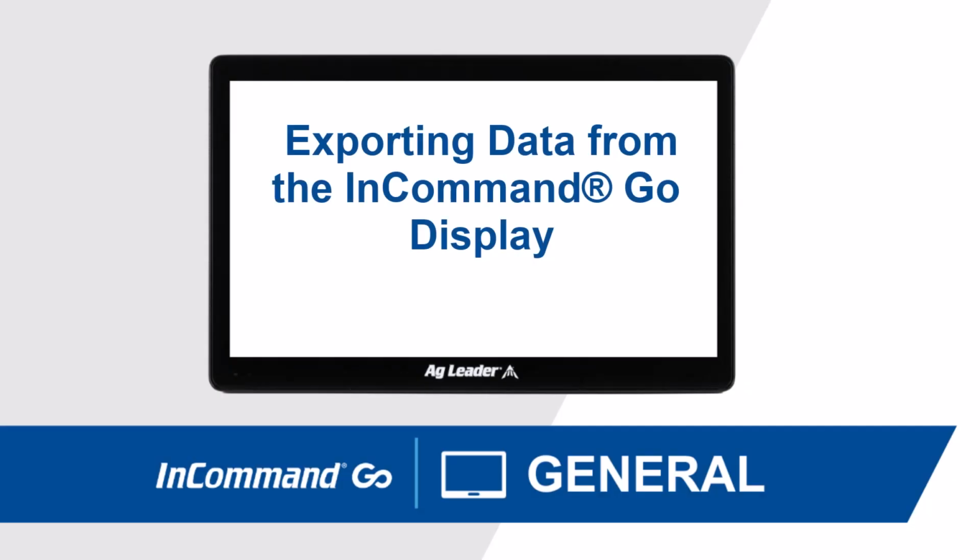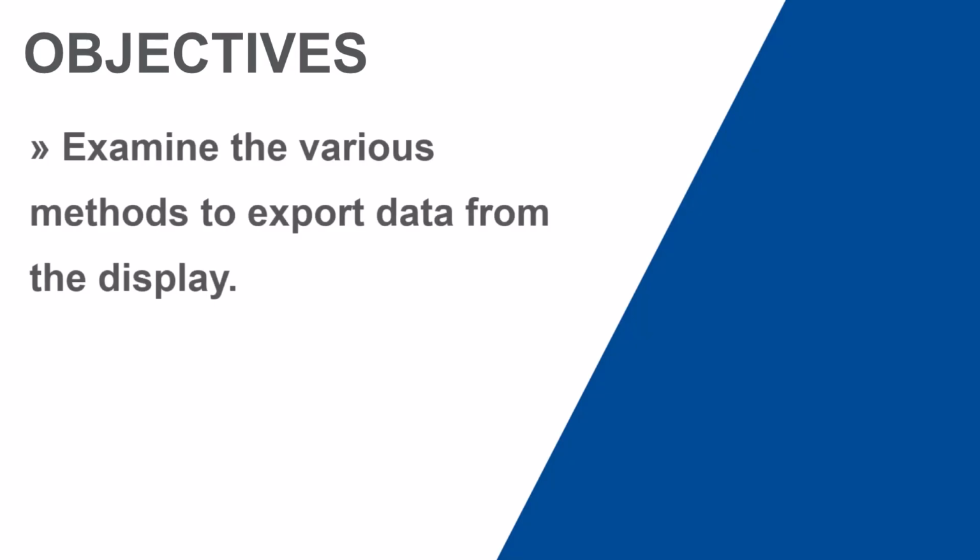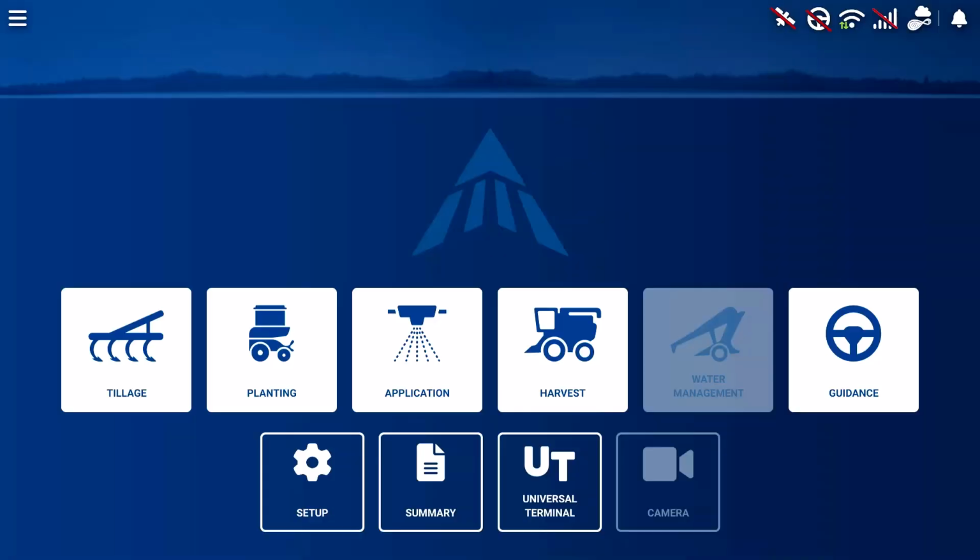In this video, you will learn the various options to export different data files from the InCommand Go display. Depending on how you manage your data, there are different ways to export the data logged in the display. You must first know where you will be exporting the data. Either you are connected to an Agfinity account or a USB drive.